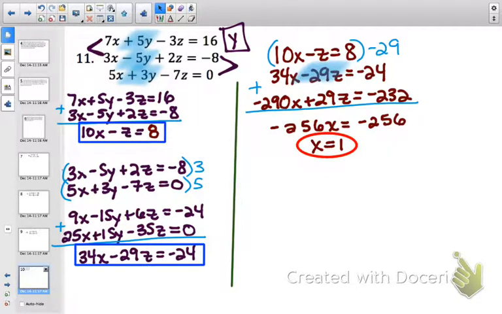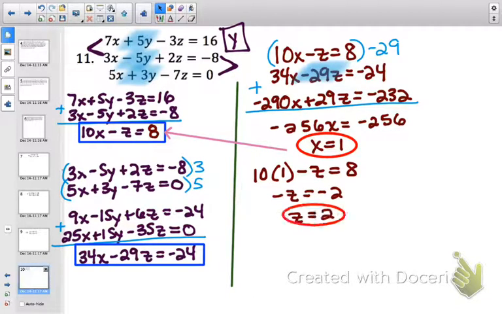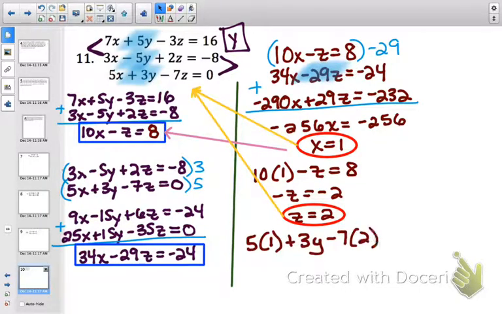I now need to plug this back into one of the 2 boxed equations. I'm going to pick the first one because the numbers are smaller, and plug in 1 for x and solve. We end up getting z is equal to positive 2. So once we have 2 of our 3, we need to plug in both of them into one of the original equations. So I picked the third one.